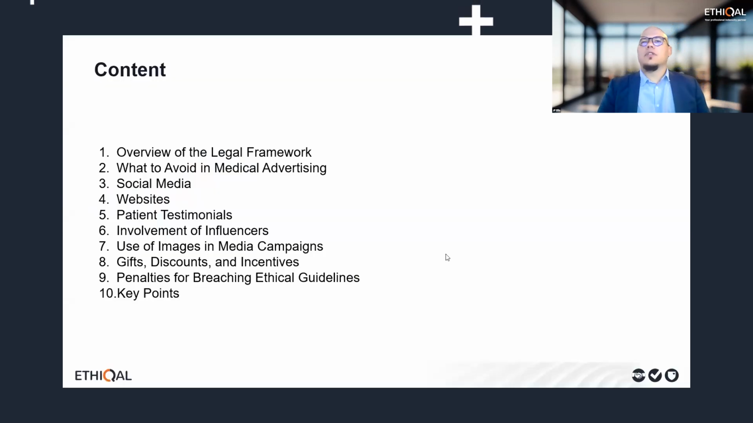The content of the talk is really going to center around the legal framework and then the do's and don'ts about advertising your medical practice. Then we'll touch on a number of different areas like websites, social media, patient testimonials, the involvement of influencers, etc. And then we'll close it off with some Q&A. During the presentation, we will touch on some examples of issues where we have concrete examples that can helpfully demonstrate or illustrate the point.